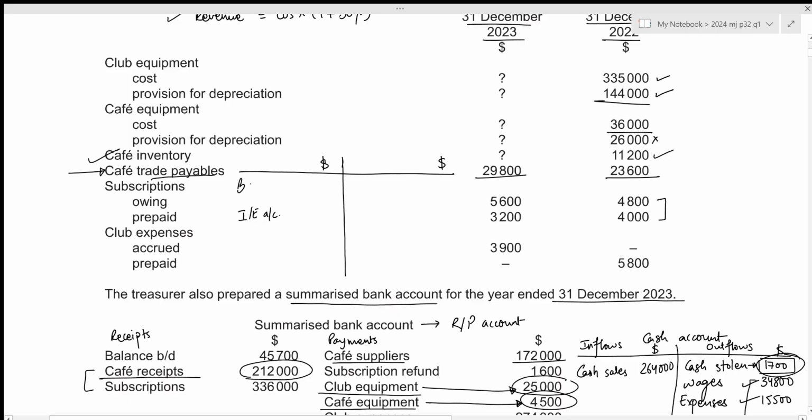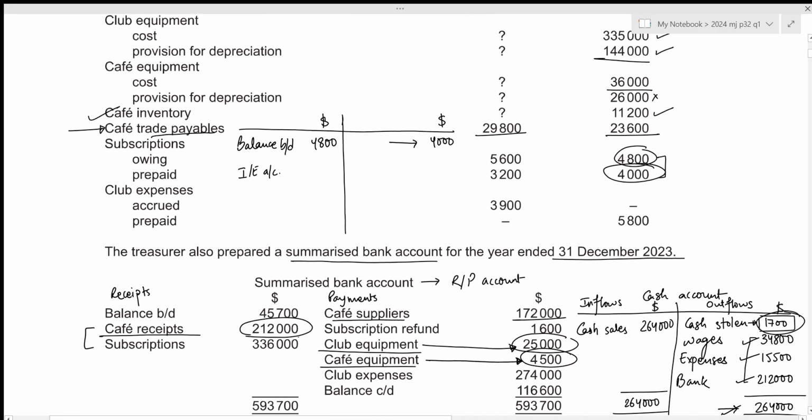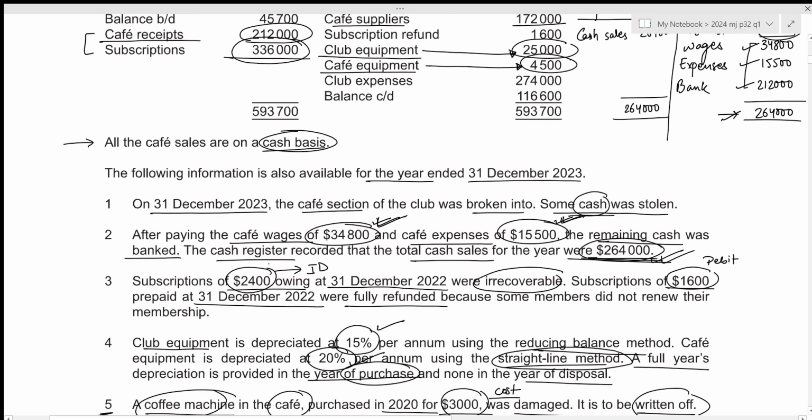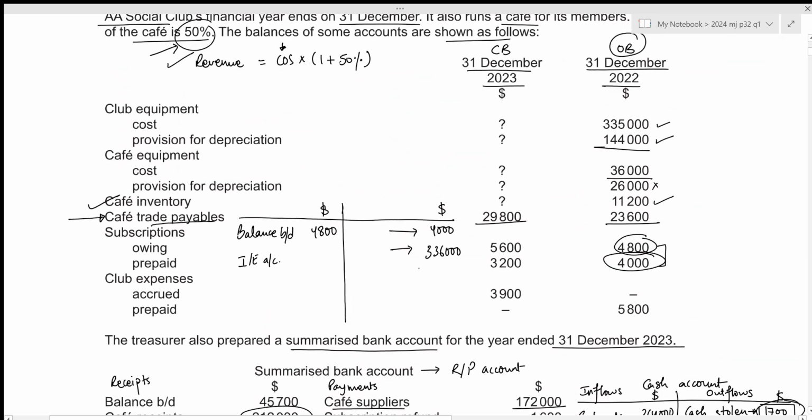So on this part, the balance BD will refer to the opening balance of the subscriptions owing, which is 4,800. And the balance BD on this side will refer to the opening balance of the subscriptions prepaid, which is 4,000. Then for the subscriptions amount that was received during the year, we just need to check the receipts section of the summarized bank account. So that's 336,000, and this will always be recorded on the credit side under the heading of bank. Then we also have the irrecoverable debt of 2,400, which will always be recorded on the credit side.